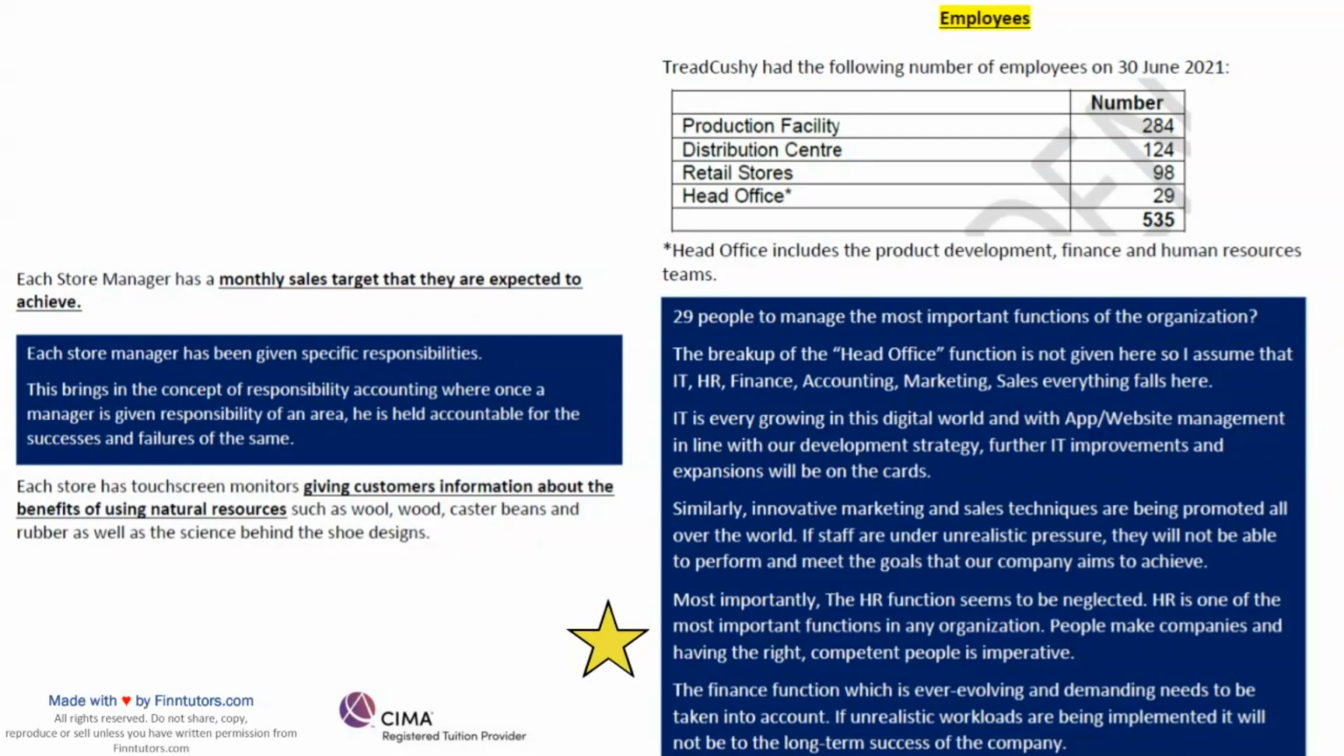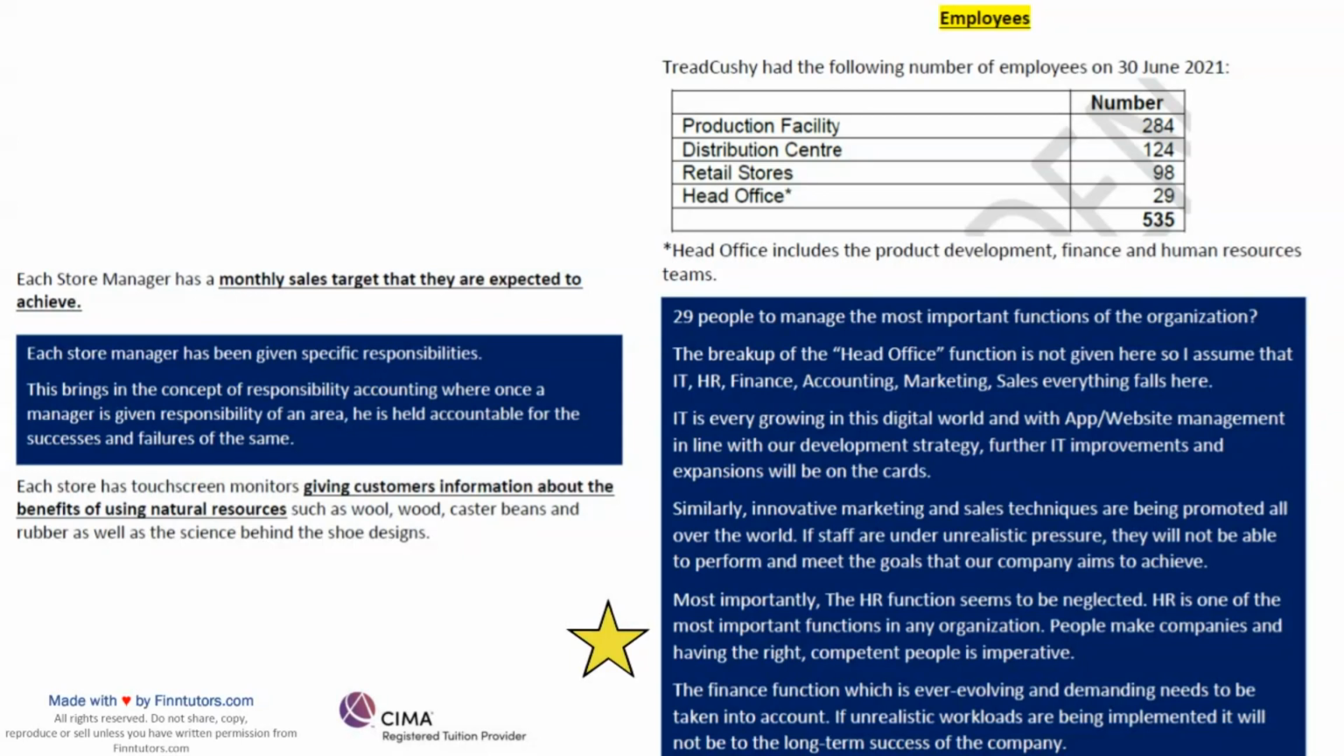Each store has touchscreen monitors giving customers information about the benefits of the use of natural resources. Pretty standard. Coming to the next part, which is on employees. Now, as of 30th June 2021, we had 535 employees, which means it's not a small company anymore.